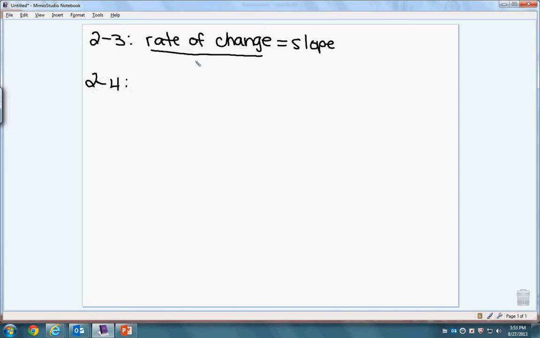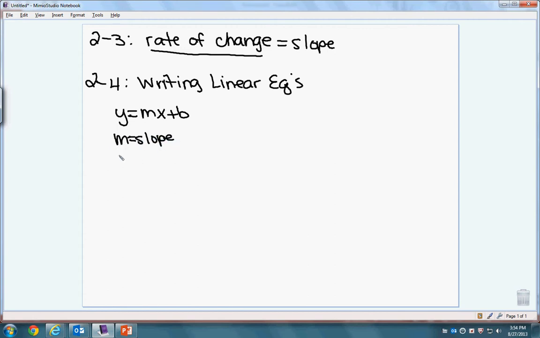2.4 is writing linear equations. So again, we're going to have to go back to the notes from before where it was y equals mx plus b, which is your slope-intercept form. Where m is what again? M is your slope, b is your y-intercept. Which one do you graph first? B, and then you do the m.